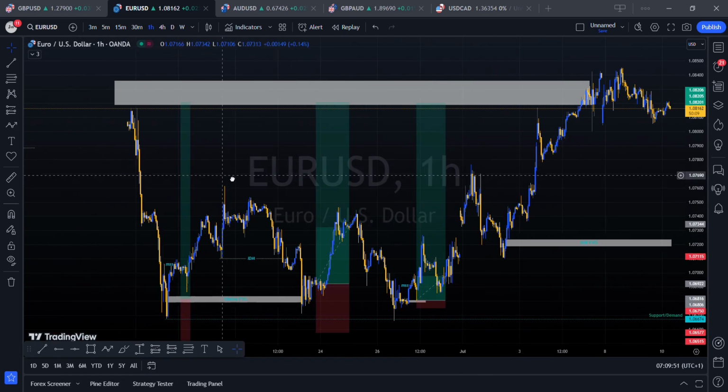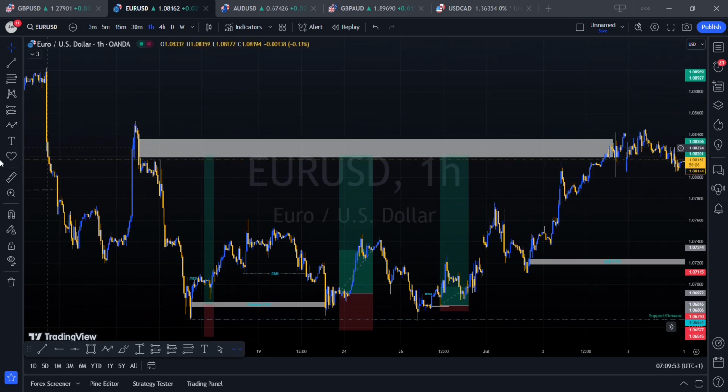So basically this market previously was on a downtrend, right? So how do we identify our resistance here, and how do we identify our support here? Let me use a very clean chart.